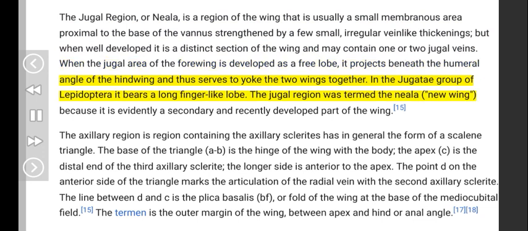In the Jugatae group of Lepidoptera it bears a long finger-like lobe. The jugal region was termed the neala, new wing, because it is evidently a secondary and recently developed part of the wing.